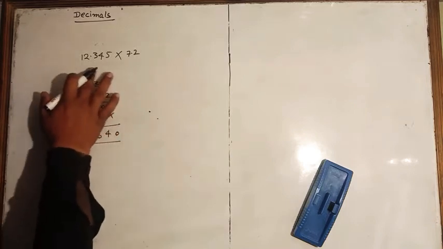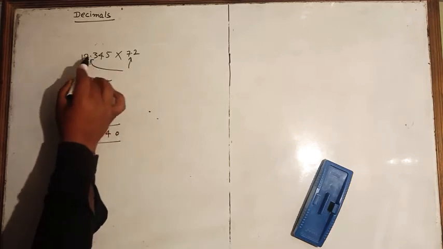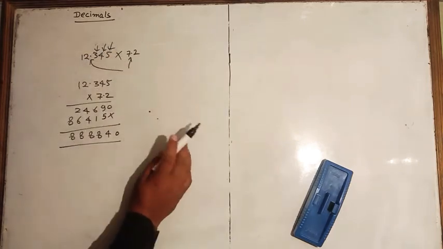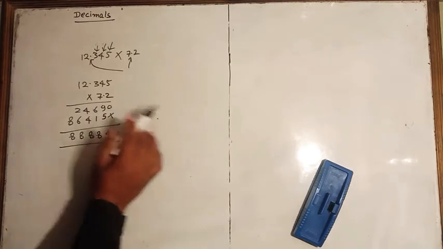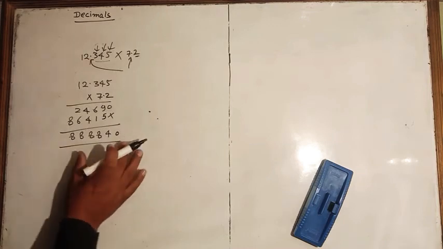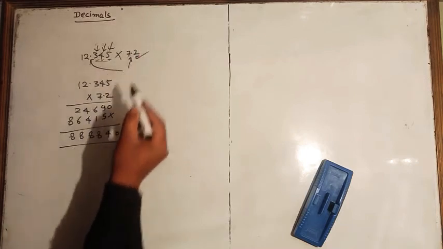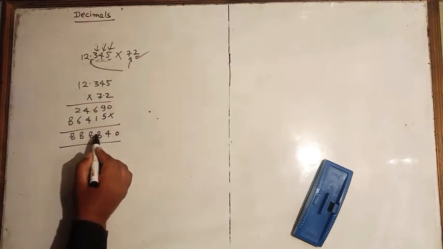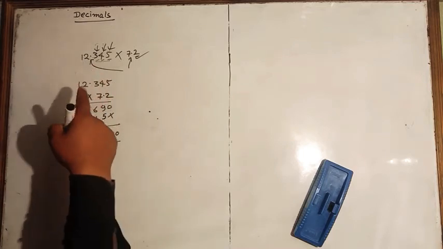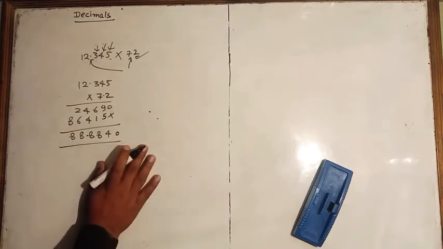Now what we will do with this decimal: here, how many places? 1, 2, 3 places. We will count how many places the decimal is having. Here after the decimal there are 3 digits, and here after the decimal there is 1 digit. So in our final result we will put the decimal after 1, 2, 3, 4 digits. We will count the digits after the decimal, the total number of digits. I hope it is clear.